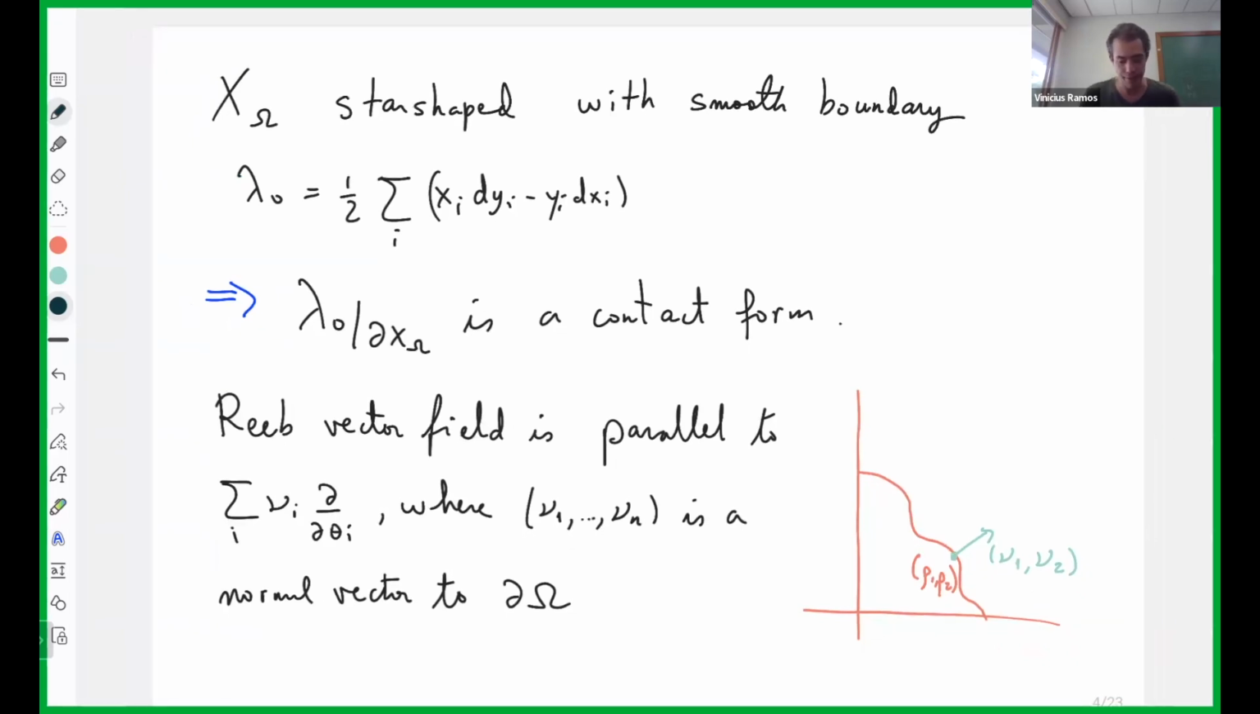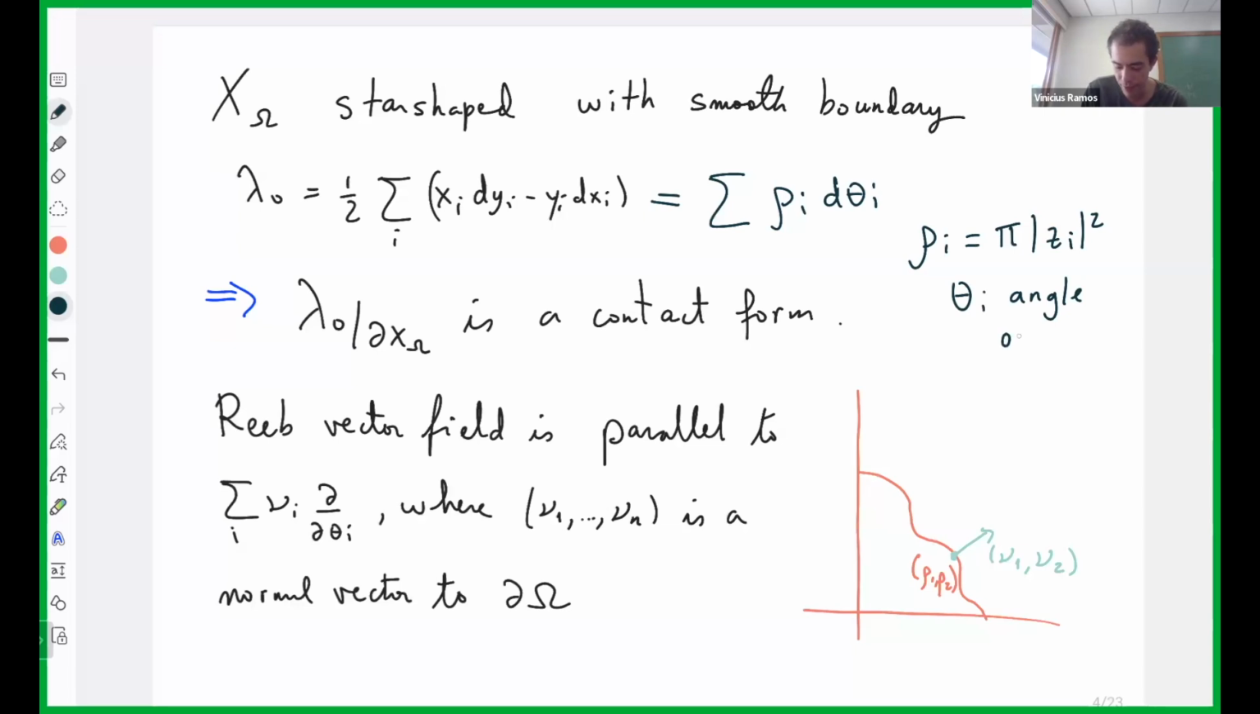So it has this nice shape. And we can actually write this in polar coordinates, kind of with some quotation marks. With these quotation marks, polar coordinates, this is just going to be like rho_i, d theta_i. And these are polar coordinates in the sense that rho_i is pi times z_i squared, and theta_i is the angle, or is the argument of z_i, but sort of in R mod Z.